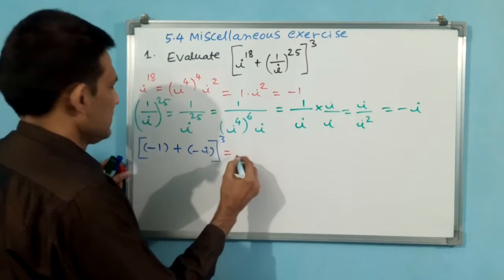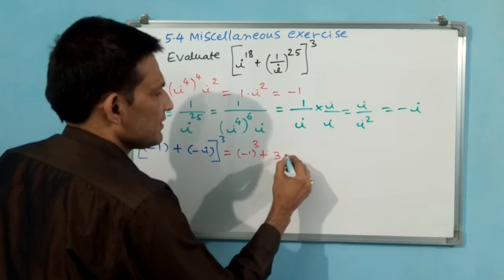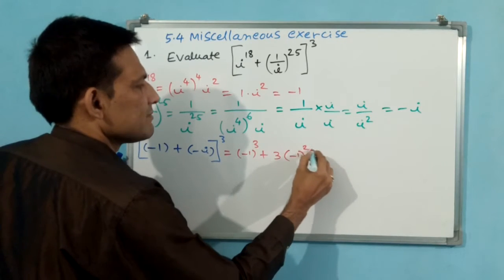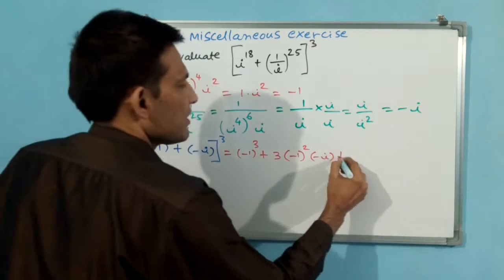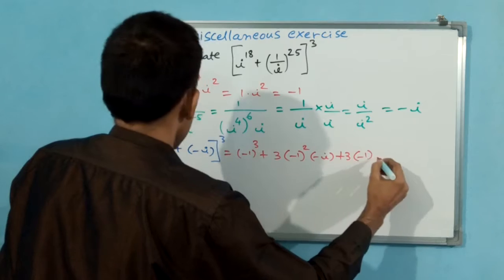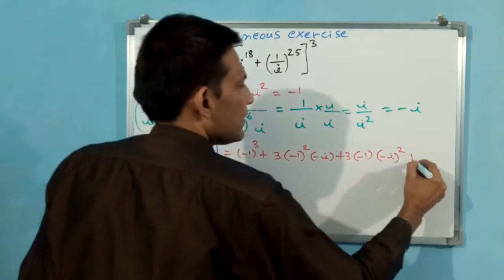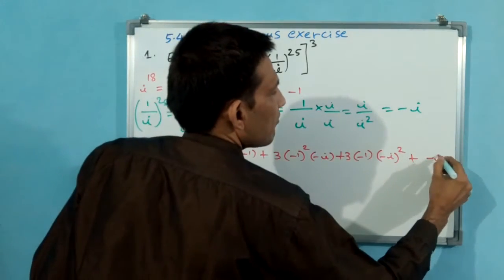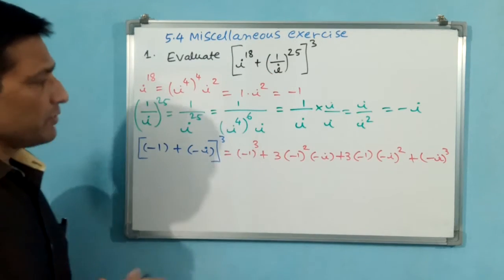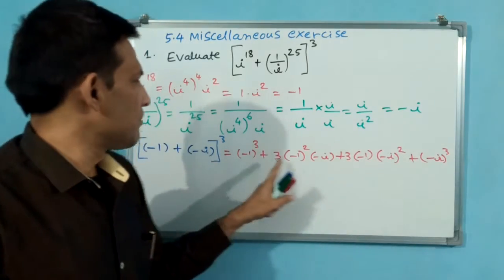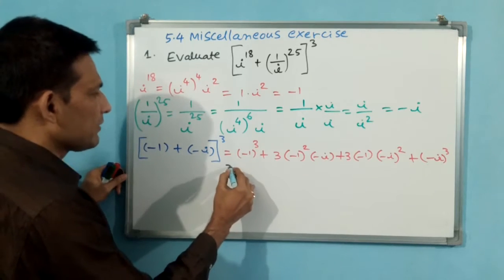Let us write a cube plus 3a square b, 3a square b, plus 3ab square, plus b cube. Is it okay? A cube plus b cube plus 3a square b plus 3ab square. Okay, let us see what will have come.